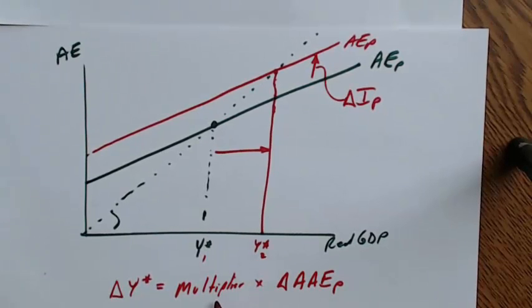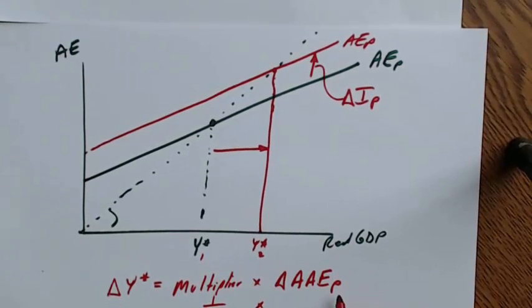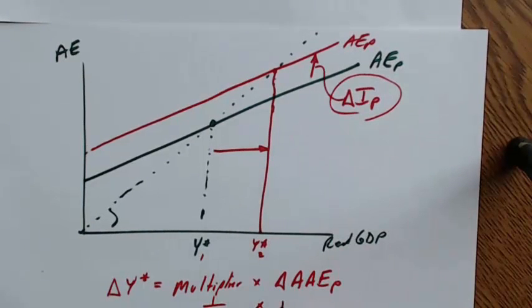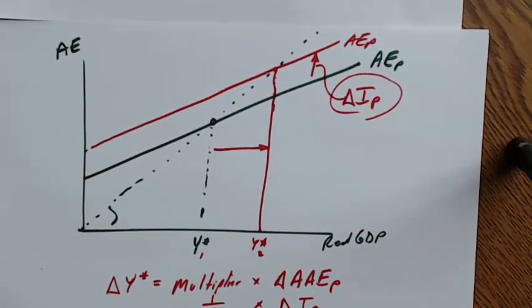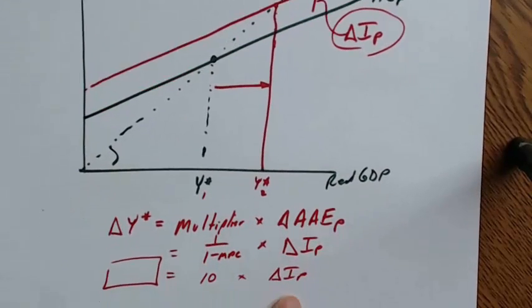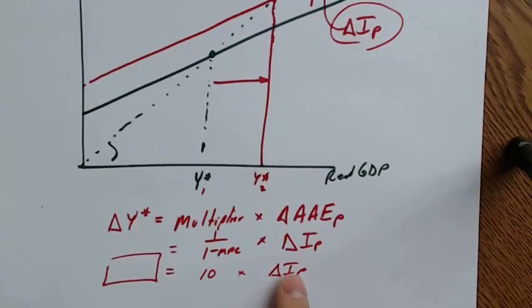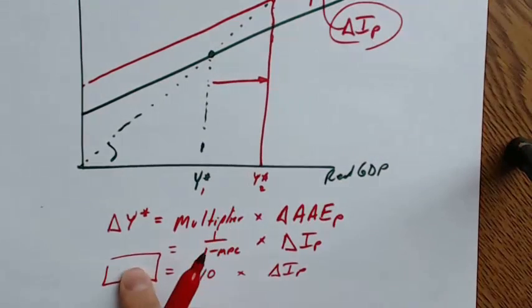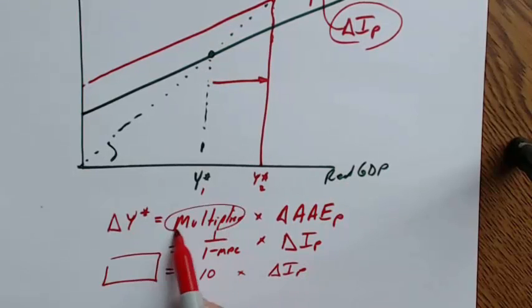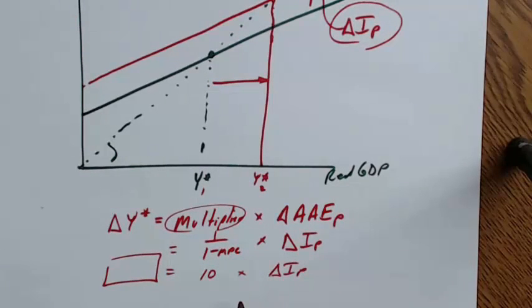And we know what the multiplier is. It's 1 over 1 minus MPC. So we multiply it by the change in autonomous or exogenous aggregate expenditures, and what's changing in this example is your planned investment. So if you have, say, a multiplier of 10 times whatever your change in investment spending, basically you're magnifying this change by a factor of 10. If your multiplier is 10, you'd have to have an MPC of 0.90 to do that.